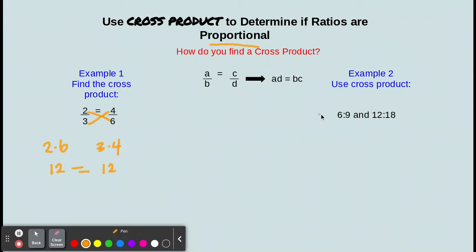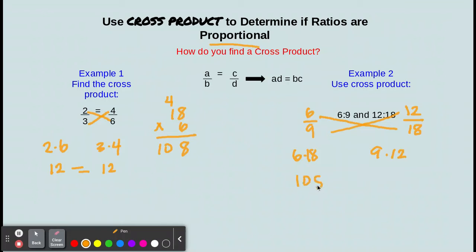6 to 9, which can be written as 6 over 9, and 12 to 18, which can be written 12 over 18. Now we can find the cross product, right? So our cross product here is 6 times 18 and 9 times 12. Okay, so let's go over here and let's do 18 times 6. 8 times 6 is 48, carry the 4. 6 times 1 is 6 plus 4 is 10. So this value is 108.